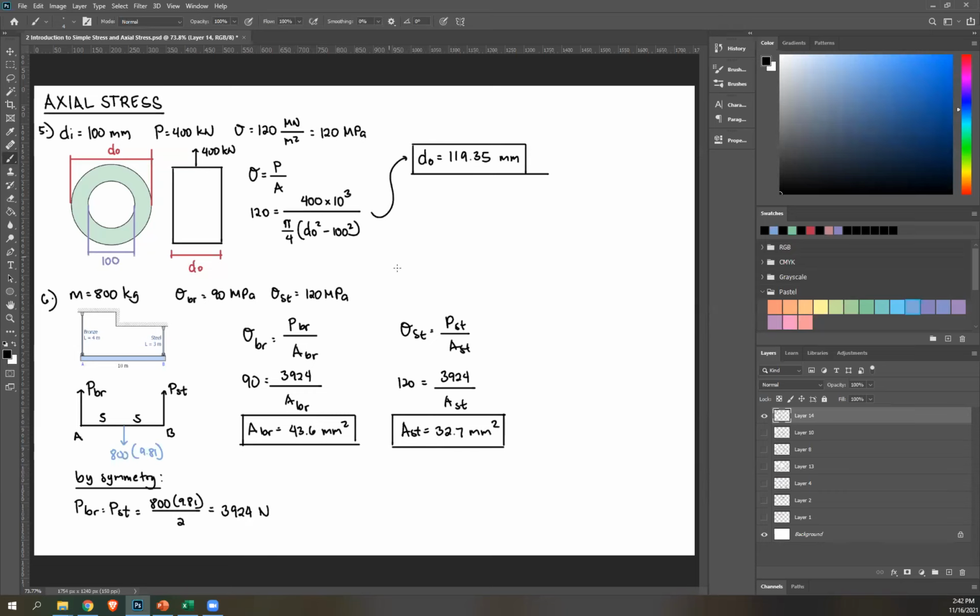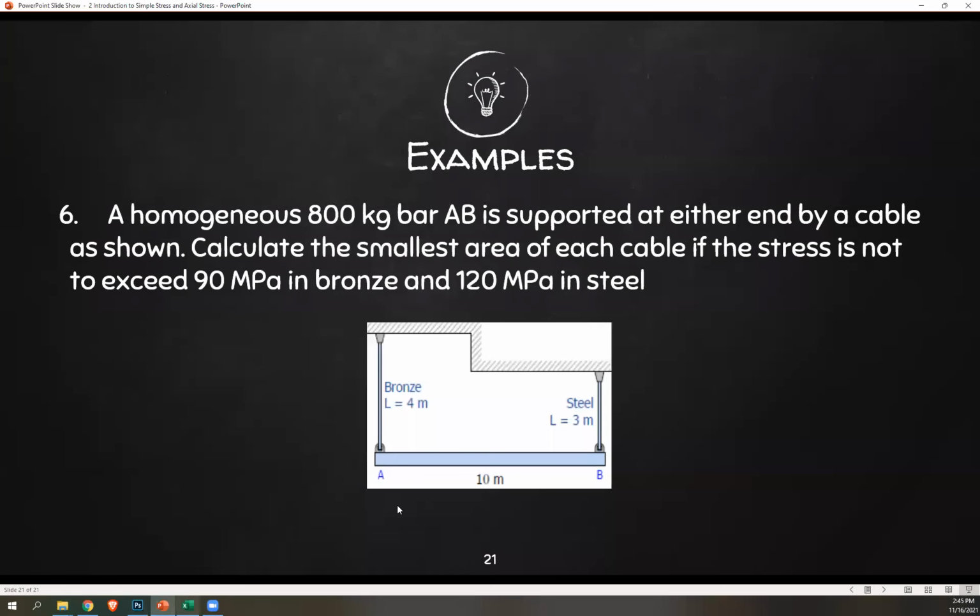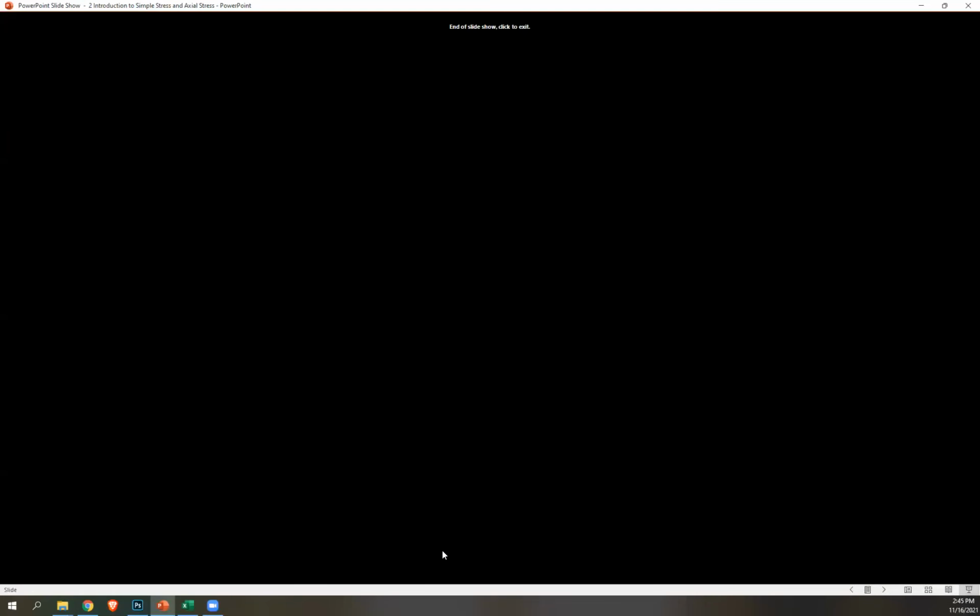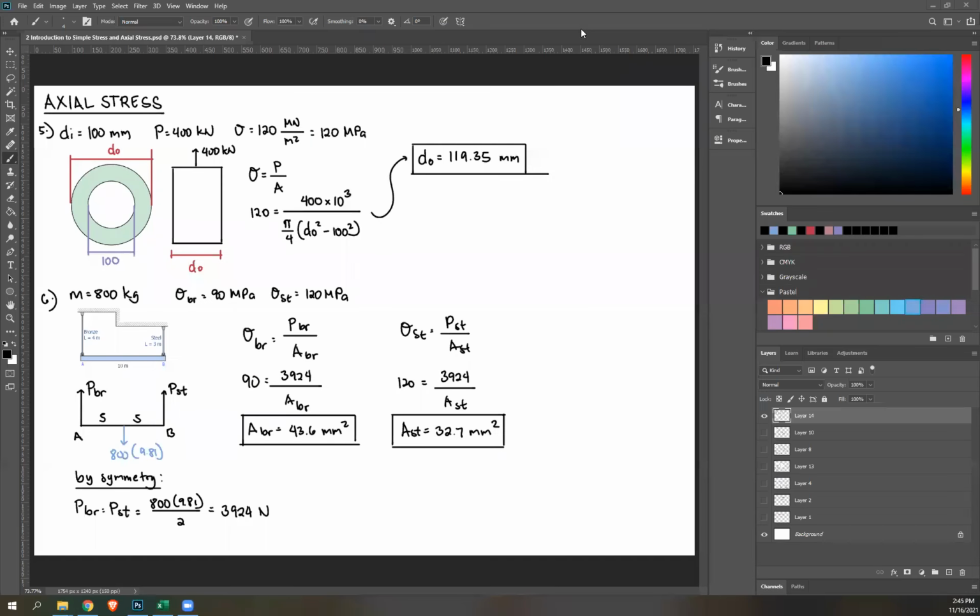And that's it for numbers 5 and 6. Do you have any questions? Please answer in the chat. Okay, no questions. Great. That ends our topic for axial stress. Now on Thursday, we're going to start with a new topic, which is your shear stress. And then on Saturday, you will have your seat work number 1. Coverage is axial stress. Okay.